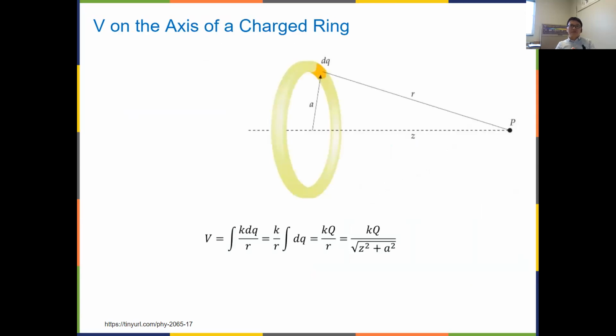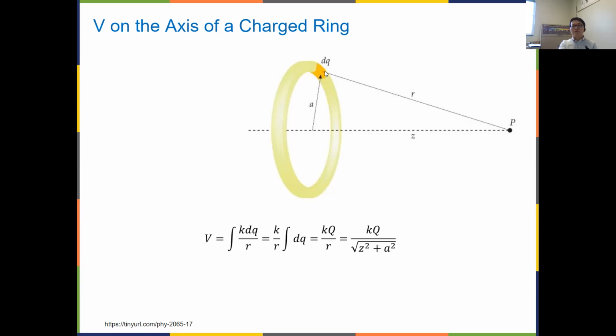Let's take a look at the case where this line charge is a ring. If you have a ring, then you take dq as a small portion from the ring. This ring has a radius of a, and you are at point P, which is on the axis going through the center of the ring, perpendicular to the surface of the ring. That distance is z.